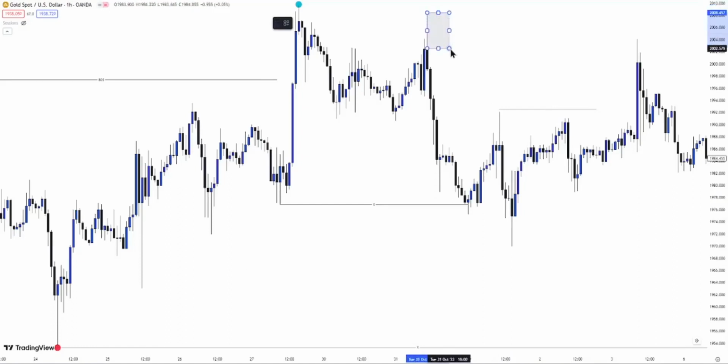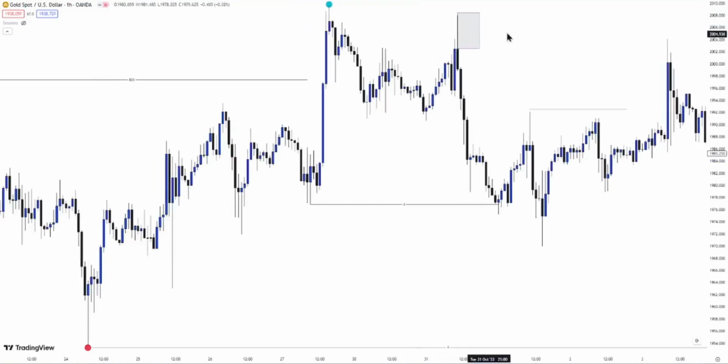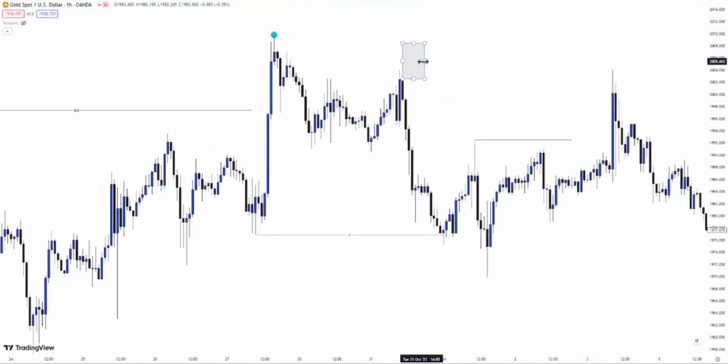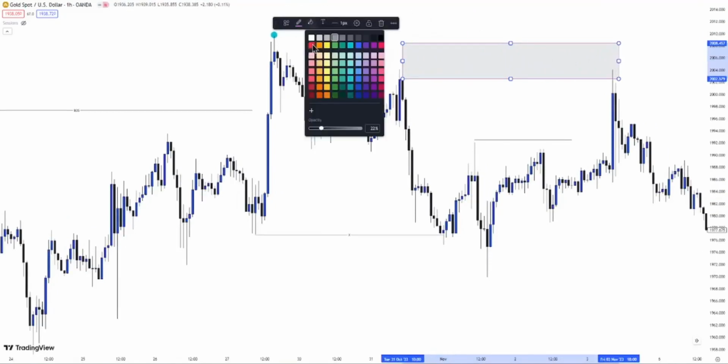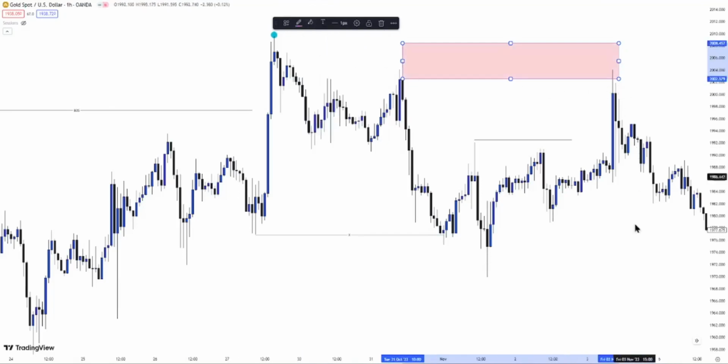Price tapped on this OB here. You can mark the wick, you can mark the whole of the candle. So it tapped on this OB and reacted off of it. What's happening to my network? Let me change. So it reacted off of it and came down.